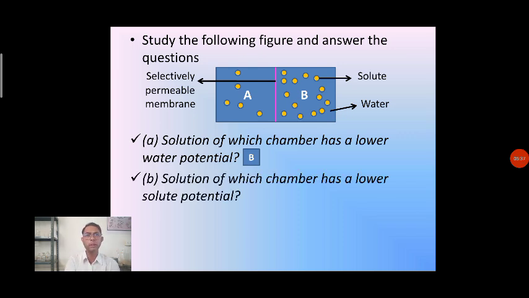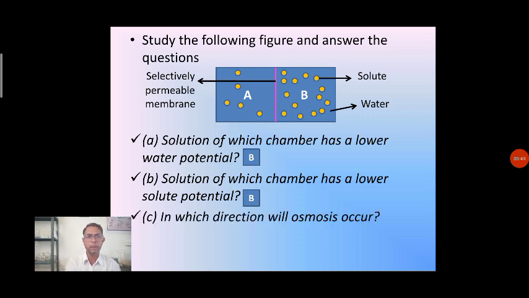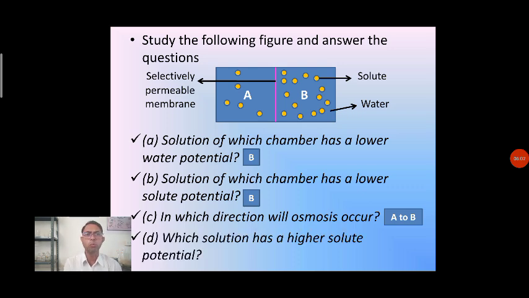Obviously, the water potential is lower in chamber B. Whereas the solution of which chamber has lower solute potential? Obviously it is the chamber where the solute potential is low. In which direction will the osmosis occur? Obviously A to B movement will take place, because water always moves from higher water potential to lower. So the osmosis will occur from A to B.